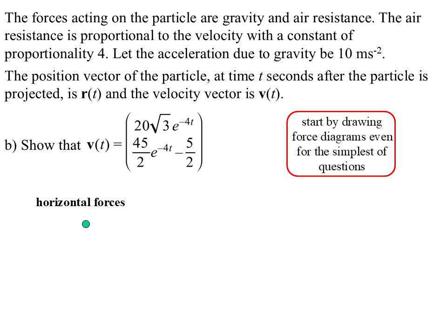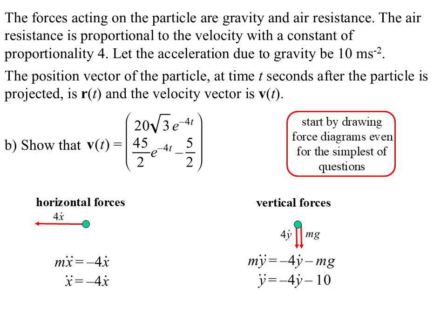Let's look at it horizontally. We have resistance now. So we have 4x dot in the negative direction. Vertically, yeah, we have our force due to gravity, but it also has resistance, 4y dot, in the negative direction. On the left hand side, I get acceleration is minus 4 times the velocity. On the right hand side, I get the y acceleration is minus 4y dot minus 10. I'm going to have to integrate both of these to get the two components.